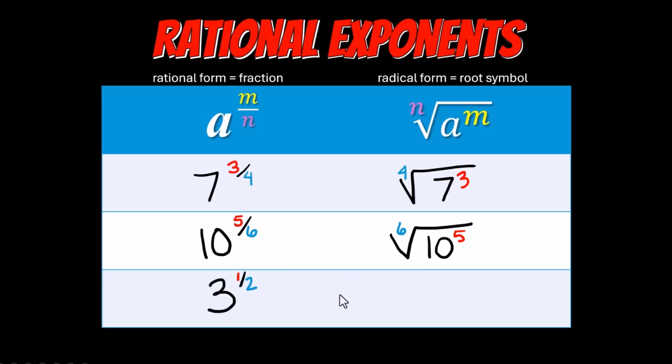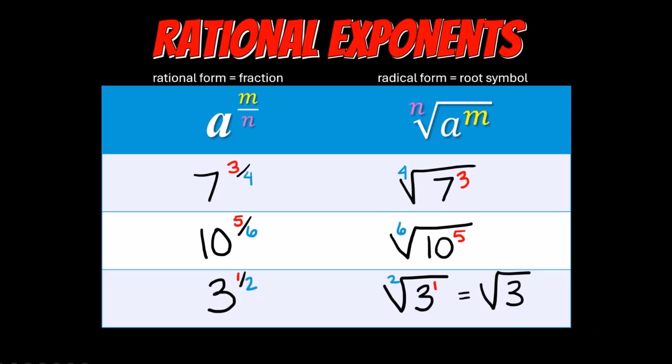3 to the 1/2. This 1/2 is the one you're going to probably see the most often. It can be a little tricky because we think of square roots as not having a little number on the outside, and we don't usually write an exponent of 1 either. What this really is is the square root of 3. So 3 to the 1/2 is the square root of 3. After a while, you're going to memorize that. Anything raised to the 1/2 just means it's a square root.